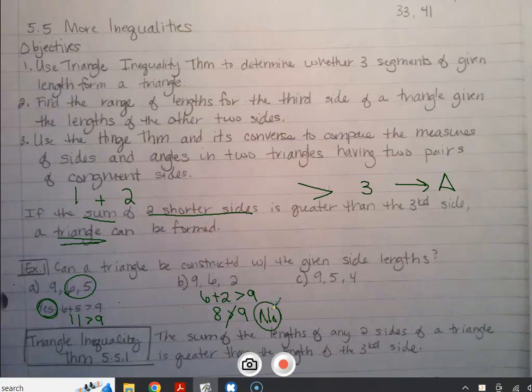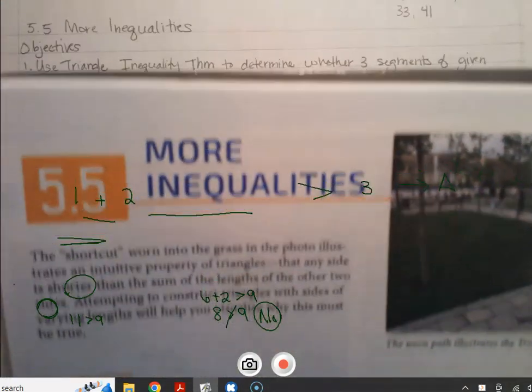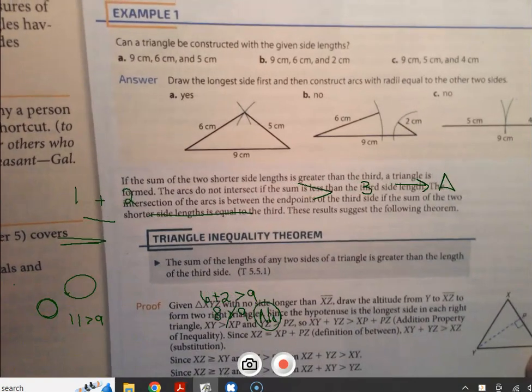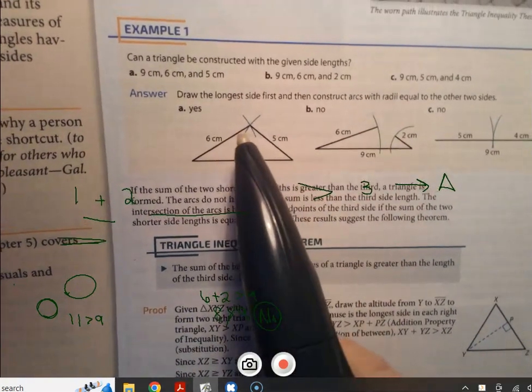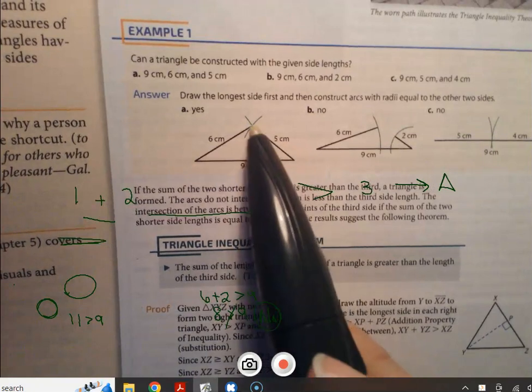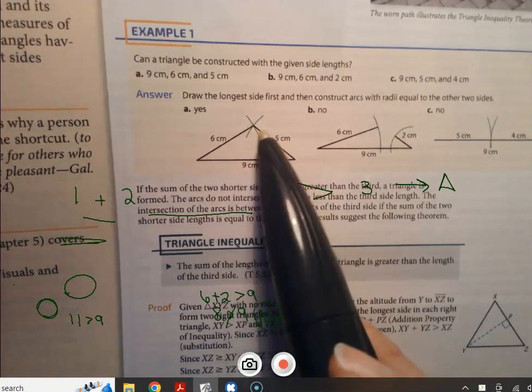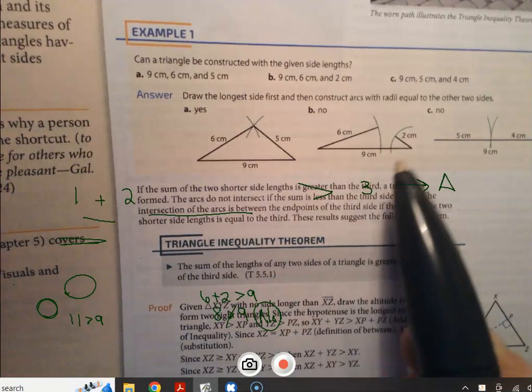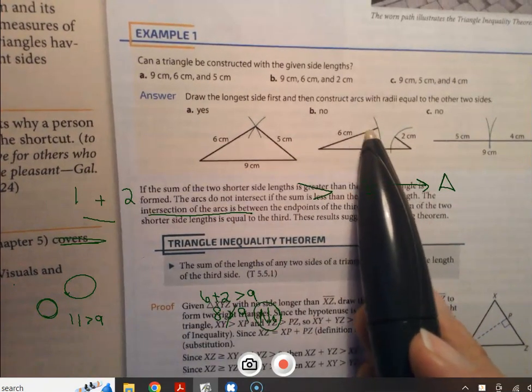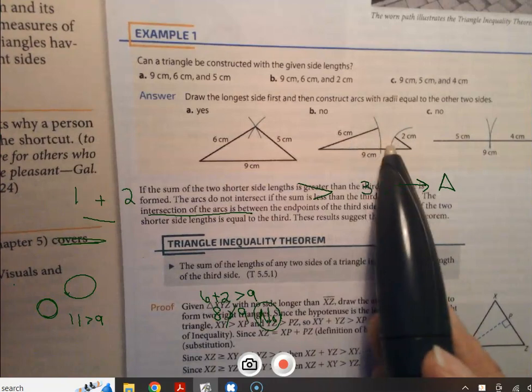Open your book to page 234, because we'll show a diagram of why. So these are constructions. If you were to use a construction and draw a 9-centimeter line, 6 and 5, if you made those arcs, they would connect at this point. 6 and 2 would never connect. So if it's less than, they'll never connect to make a triangle.